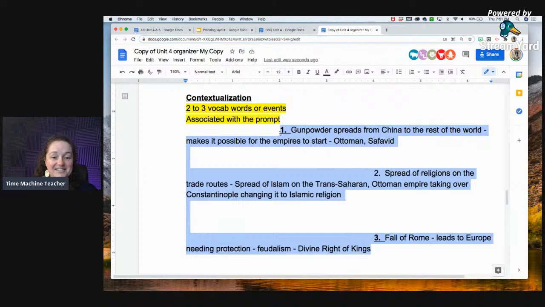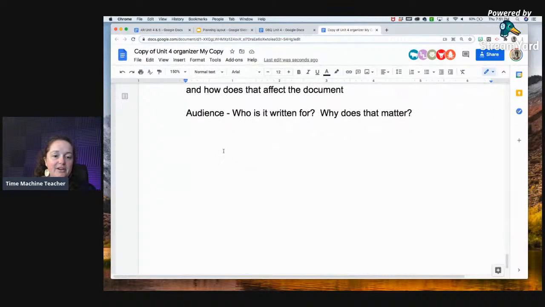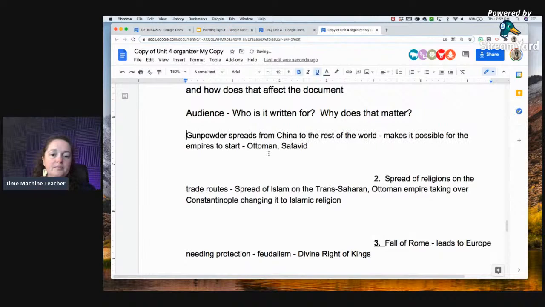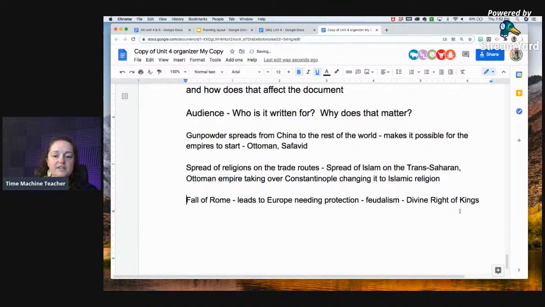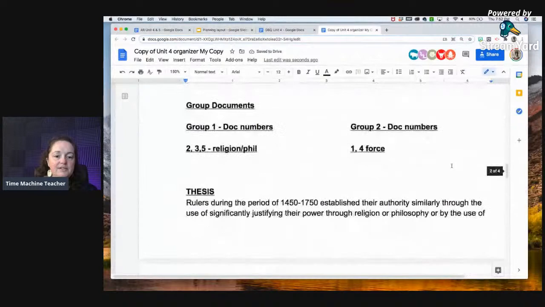Okay, so this is my context. So I'm going to put that down here, and I'm going to put that in paragraph form. So just copy and paste that down here. I left it for you. Don't worry about putting it in paragraph form right now. Just know that this is what we talked about with context. And then you're going to grab your thesis and put it down there.